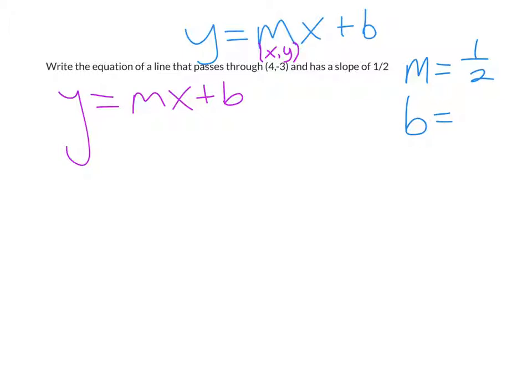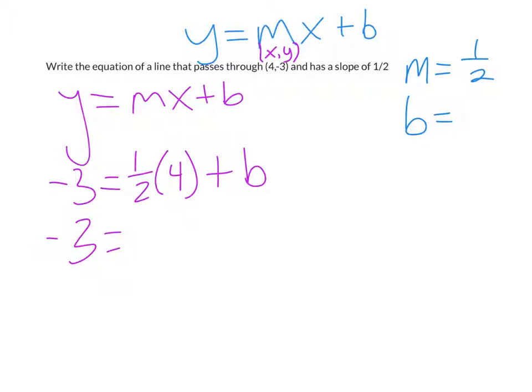So that means I could plug in -3 for y. I could plug in 1/2 for my slope. I can plug in 4 for x. I'll pop that in parentheses. And I don't know what b is, okay? But look at that. I've got everything as numbers except for b. I can solve this. So -3 equals 1/2 times 4, which is 2, plus b. Subtract the 2, I get -5 equals b.